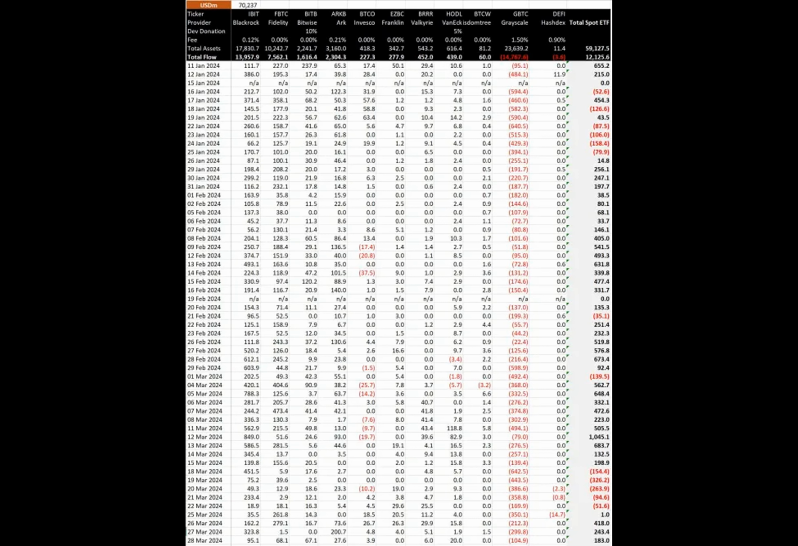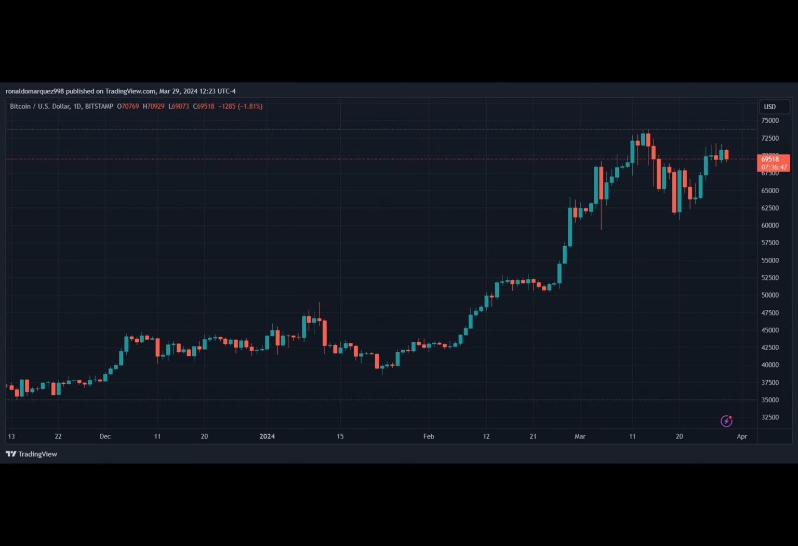And finally, take a gander at this astonishing statistic. Since beginning operations on January 11th, the collective Bitcoin ETF market has already accumulated roughly $12.5 billion. Just imagine where we'll be 6 months from now.